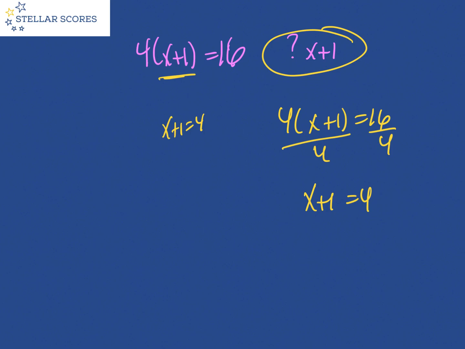Here we could solve for it directly. And notice how fast that was. Oh, wait, 4 times what equals 16? 4 times 4 equals 16. x plus 1 has to be equal to 4. That is so fast. So every second you can save on the SAT, it pays off by being able to answer more questions. So solving and getting the right answer more quickly really is the name of the game here.